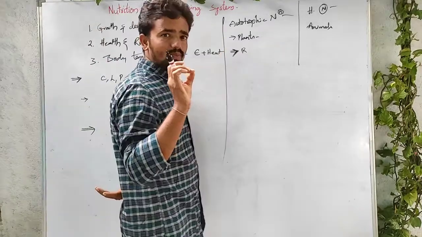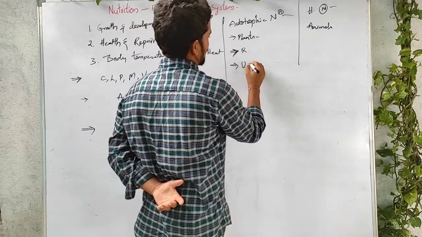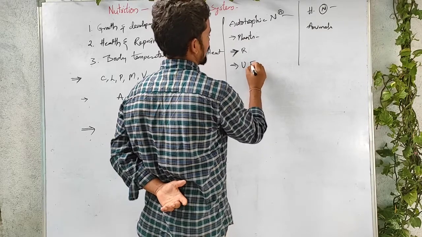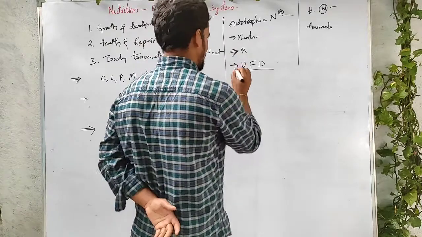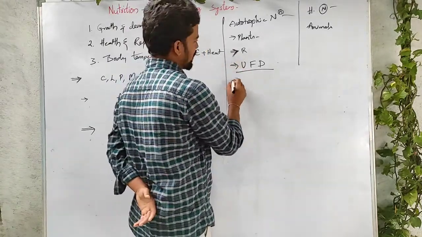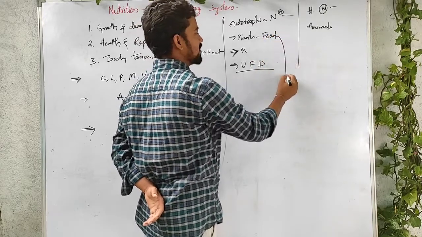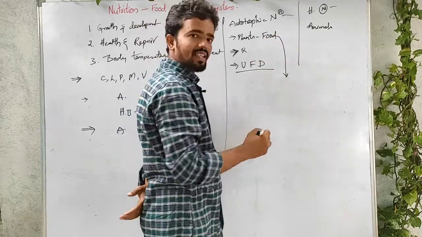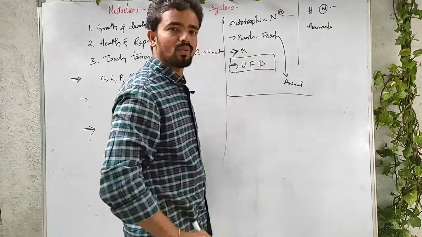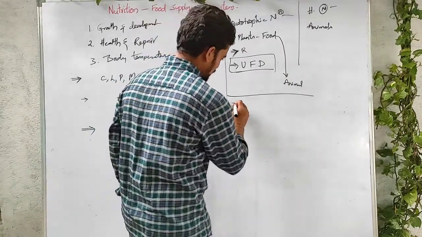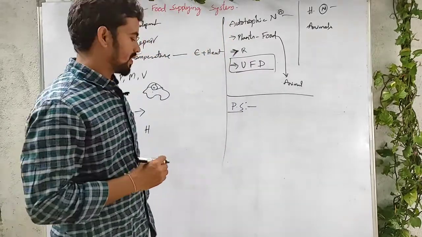Photosynthesis is very important, which made plants universal food donors. Why do we call them universal food donors? Plants prepare food material, and whatever food is prepared by plants is utilized by the entire living kingdom. Which life process makes them universal food donors? That is photosynthesis. So what is photosynthesis?